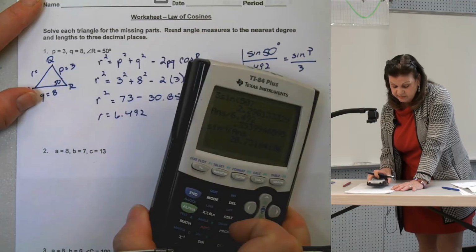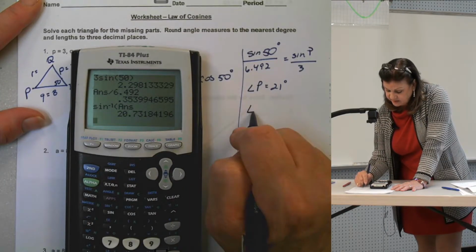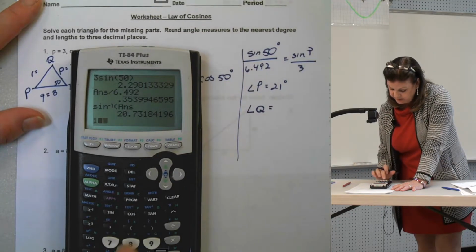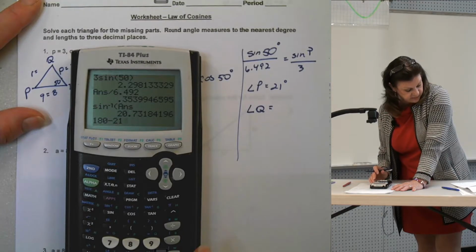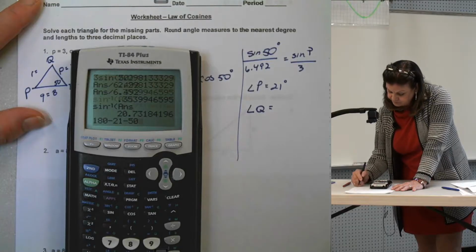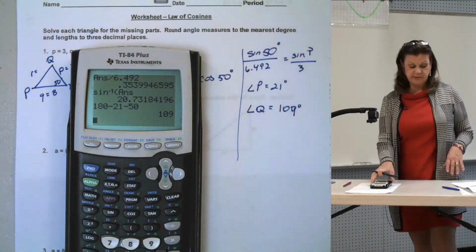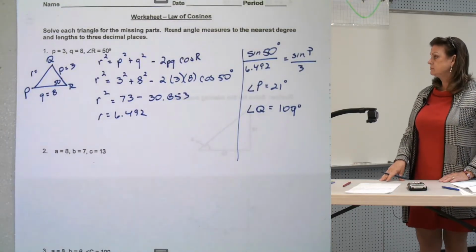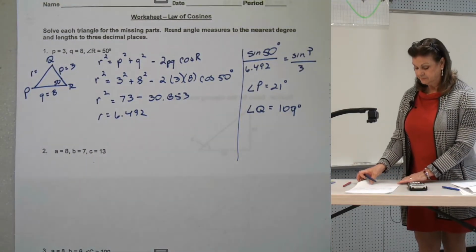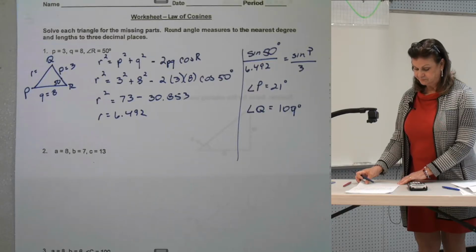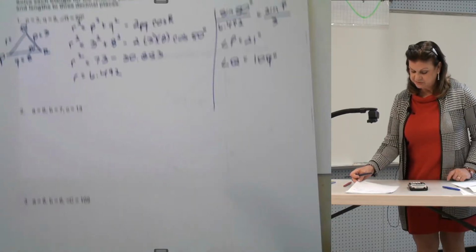Which means our only missing piece is angle Q. So 180 minus 21, what was the other one? 50. So angle Q is 109 degrees. All right. Let's jump down to 3.